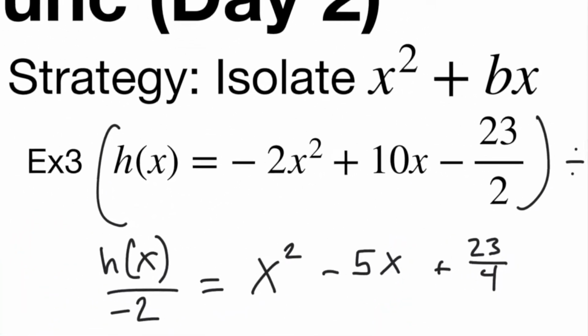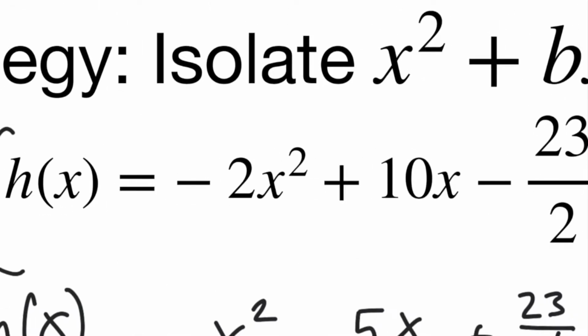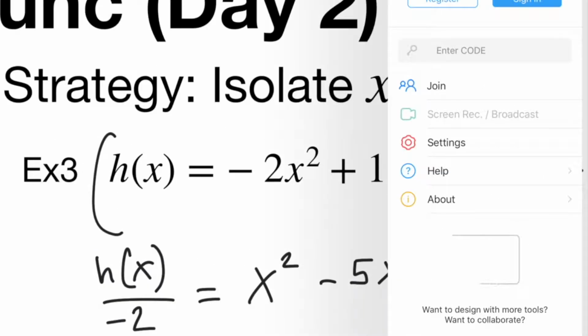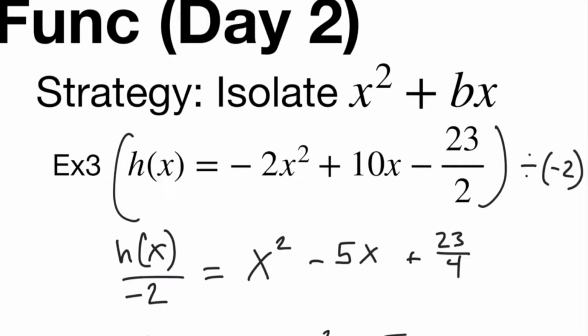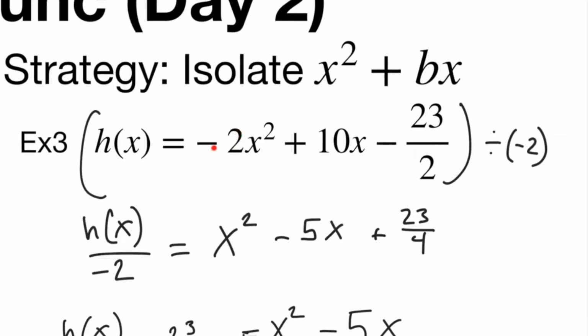Okay, strategy. Remember to isolate x squared plus bx. And I'm going to start off here. This is going to be about as ugly as it gets. And that's okay. We can handle it. So I'm going to first get rid of the a value. I'm going to move this negative 2 to the other side by dividing all the terms on both sides by negative 2.